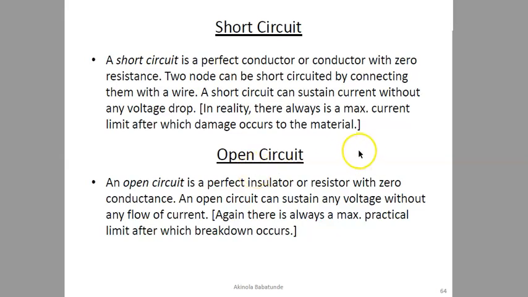In this case, we have what we refer to as the open circuit voltage, which is the maximum voltage possible across a particular circuit or circuit element. So an open circuit is a perfect insulator or resistor with zero conductance. It doesn't conduct any current at all. An open circuit can sustain any voltage without any flow of current. Again, there is always a maximum practical limit after which breakdown occurs. So we usually have open circuit voltage VOC and short circuit current ISC.